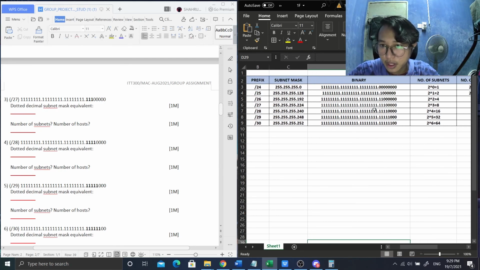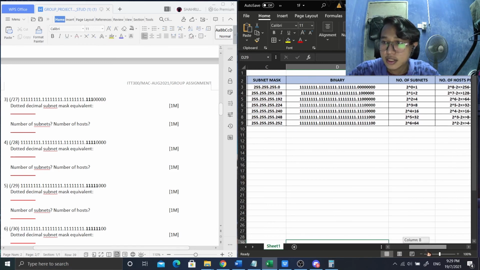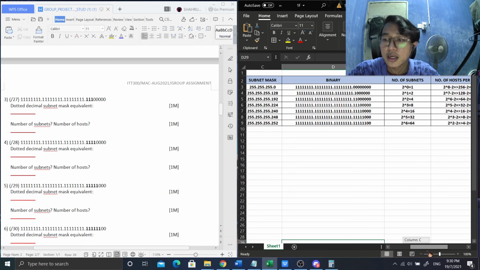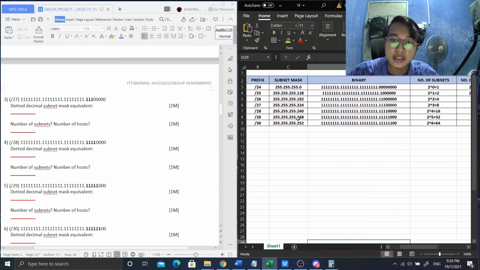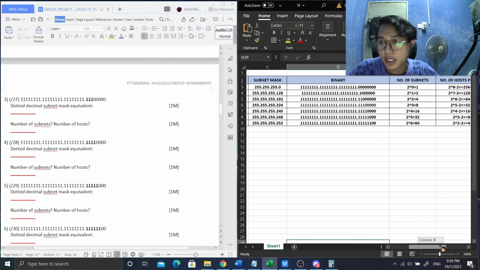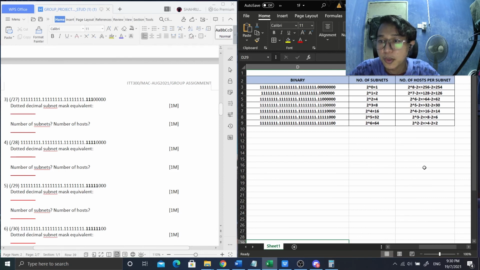As we can see, we only have 4 0s. So 2 power of 4, and the answer is 16. So we just add 16 and 2 to 4, and the answer for the subnet mask is 255.255.240. So the number of subnets 2 power of 4 equals 16, and the number of hosts per subnet 2 power of 4 minus 2 implies 16 minus 2 equals 14.